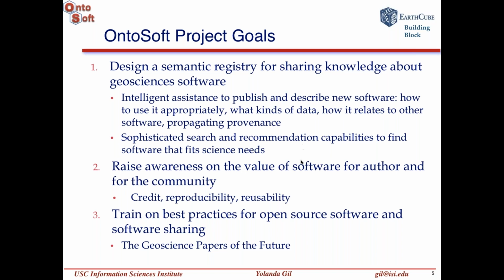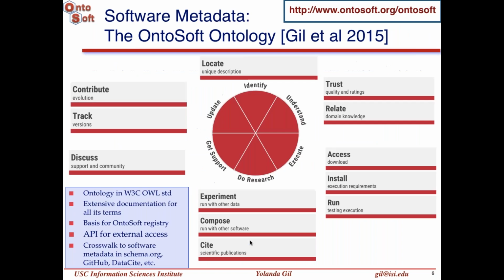We also wanted to have intelligence assistance to help a scientist, and also ways to recommend and search through the software. A second goal of OntoSoft is to raise awareness on the value of software in the community from the point of view of getting credit for software, the use of software as a means for reproducibility, and also reusing software to accelerate research. And then finally, train the community on best practices for open source software and software sharing. So I'll talk about each of these topics in the next few slides.